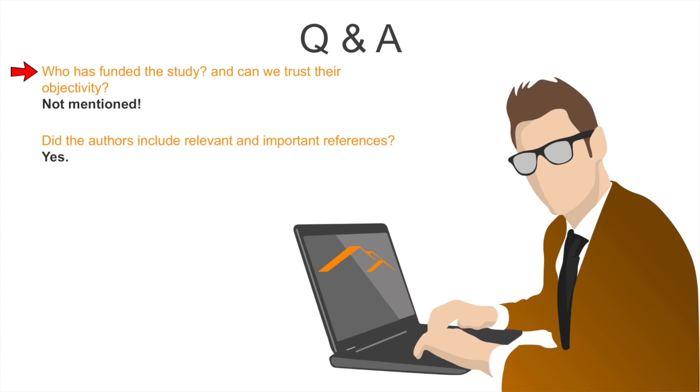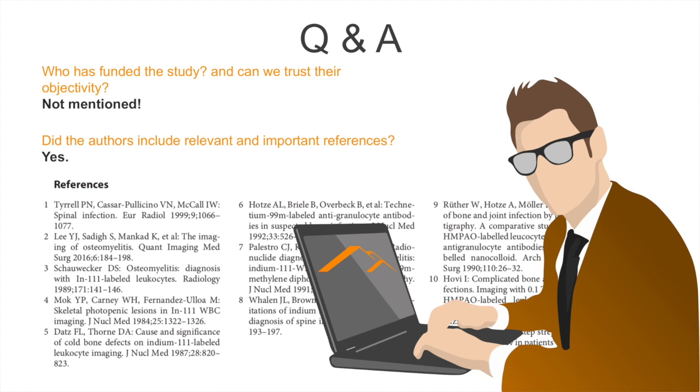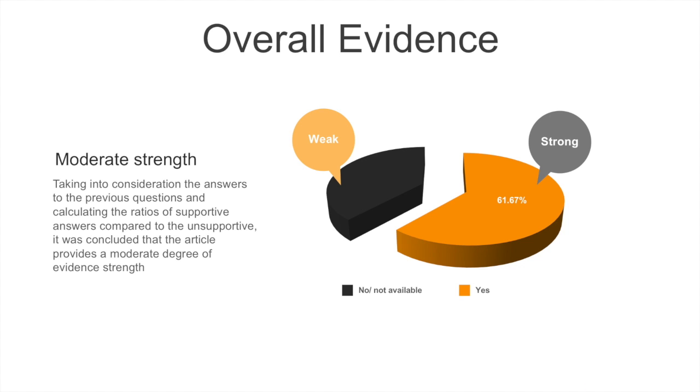Who has funded the study, and can we trust their objectivity? The funding source was not mentioned either, so we can't tell for sure. And did the authors include relevant and important references? The answer is yes, and here are some of the references they used. Overall, if we take the answers to the previous questions into consideration and calculate the ratios of supportive answers versus the unsupportive, we will find that 61.67% were actually quite strong, while the rest was weak. This places the article at a moderate degree of evidence strength.